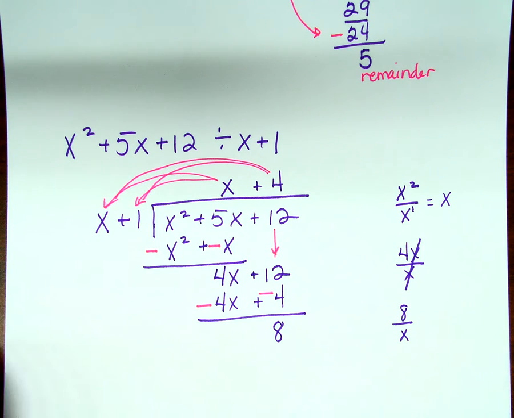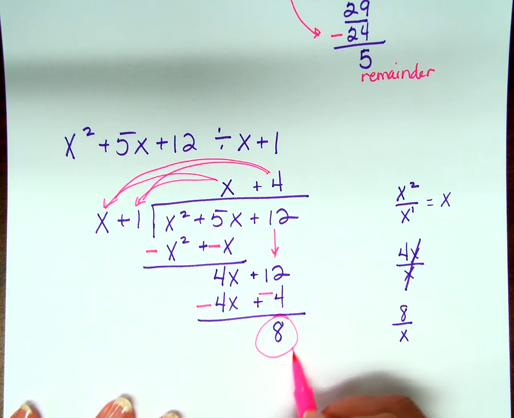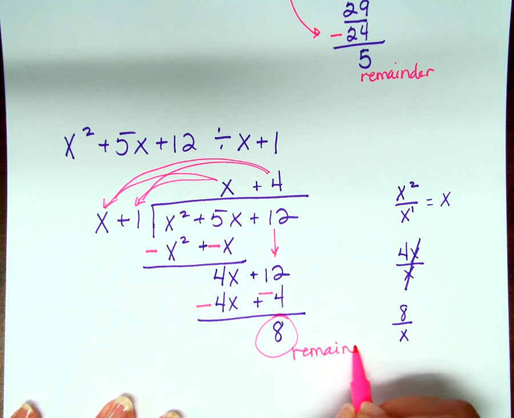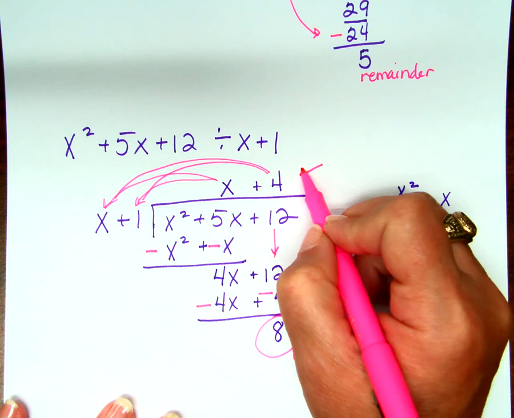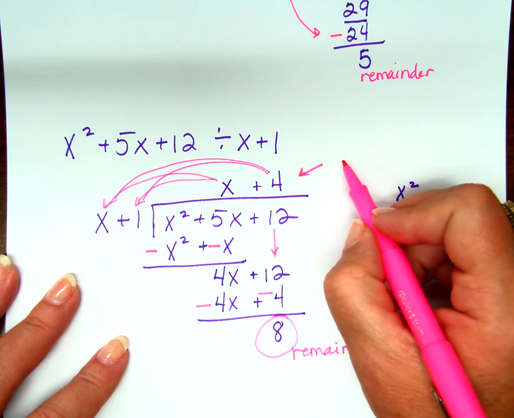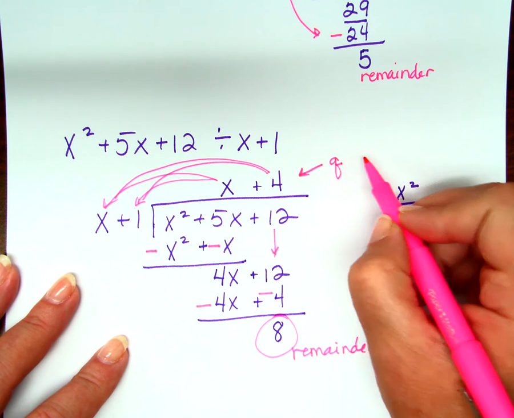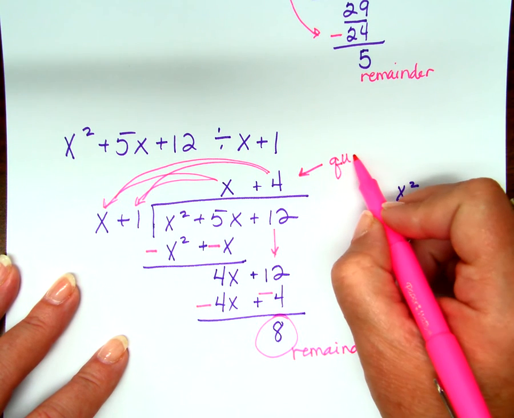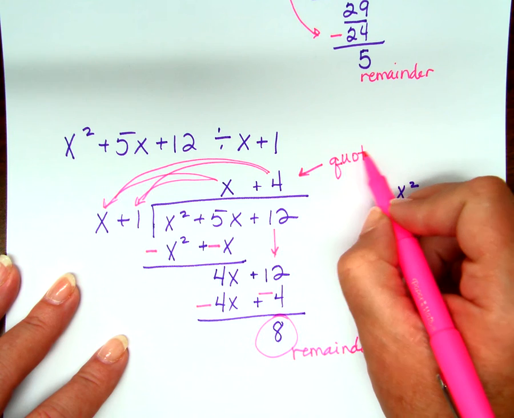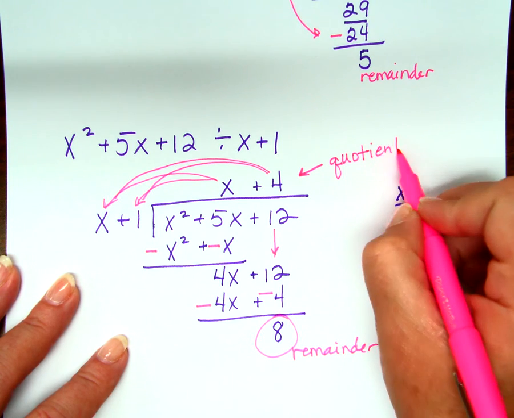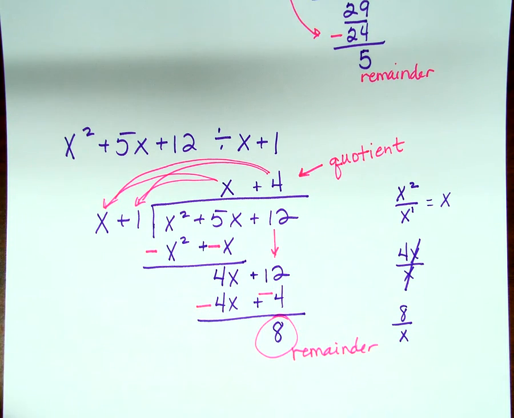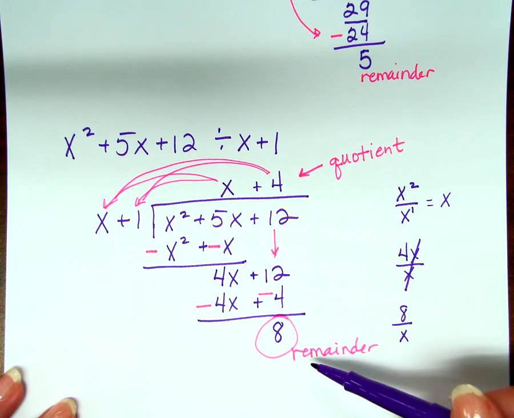So what is this number right here? The remainder. And what's this up here called? Don't say answer. Quotient. Okay? This is the quotient. This is the remainder. Yes?